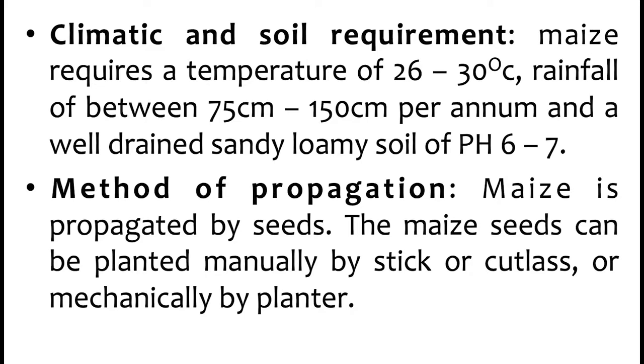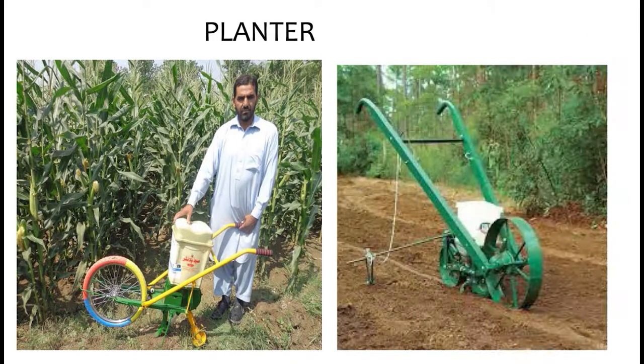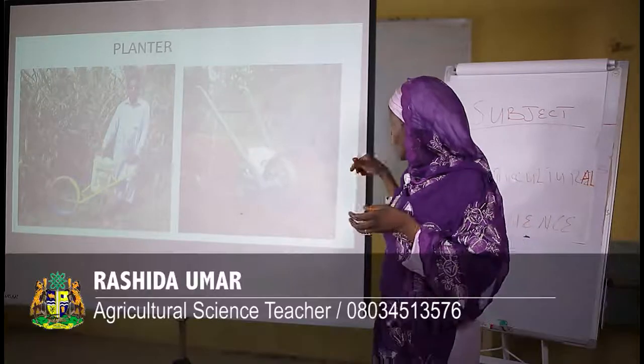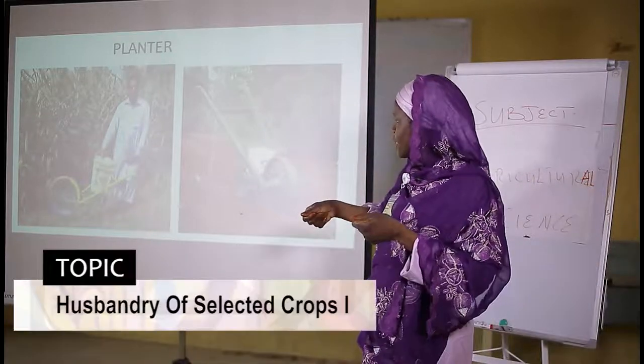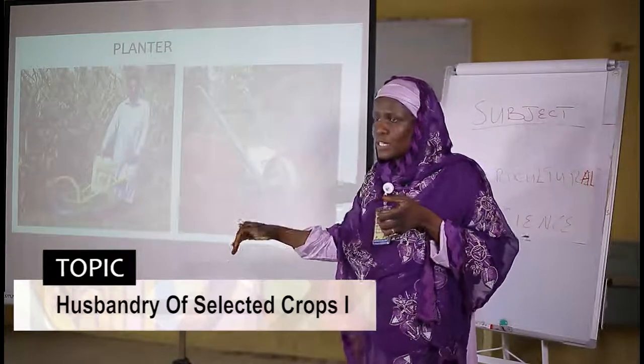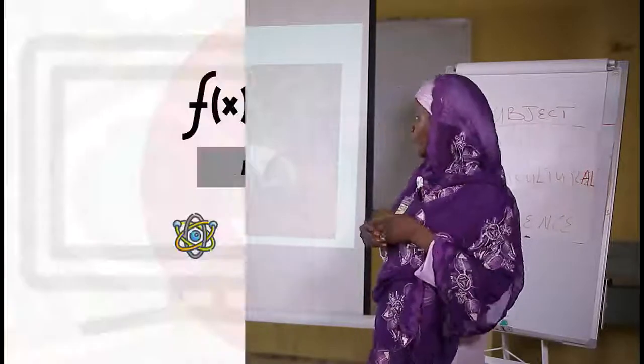By using your planter. This is a diagram showing you 2 different types of planter, whereby you just put the seed in that container and as you are trolling the planter, it will be dispatching the seed.